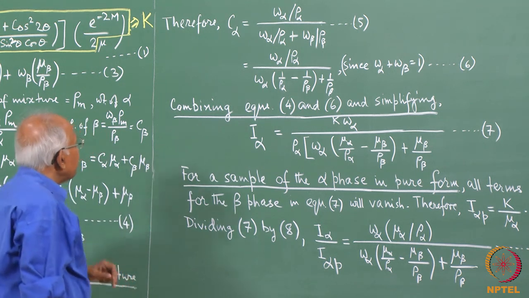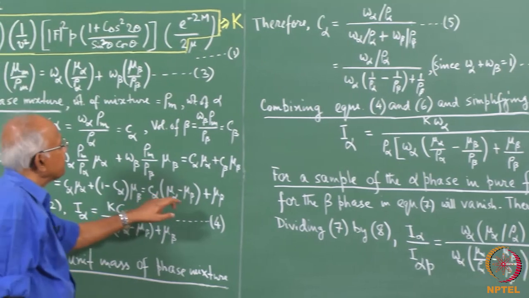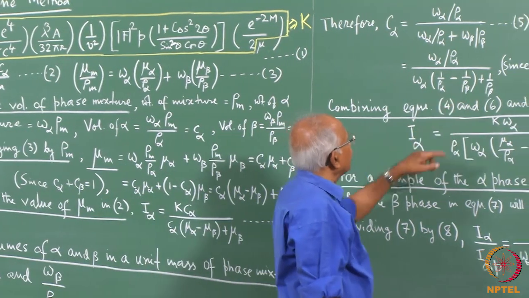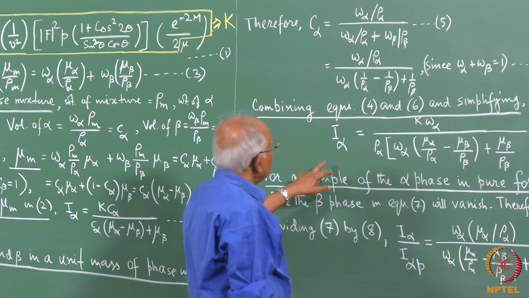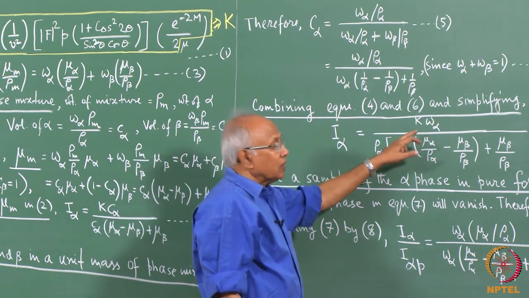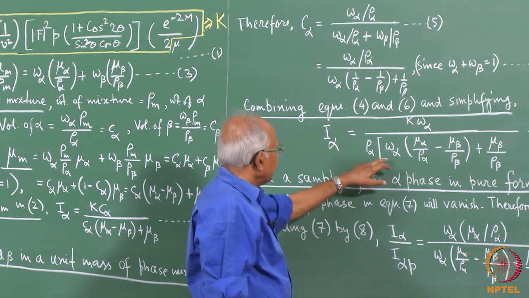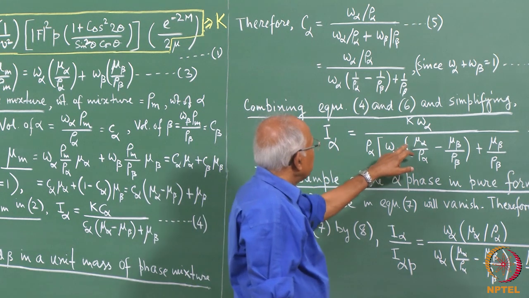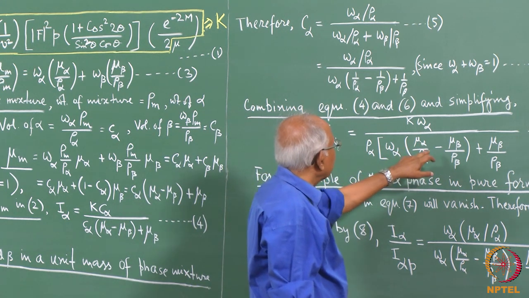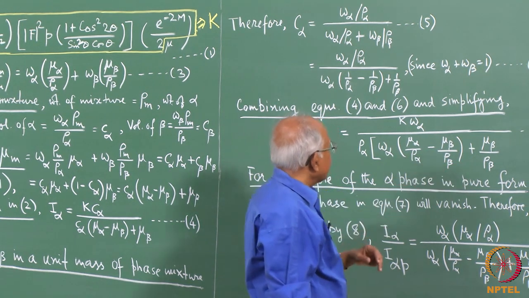Now if we combine equation 4 and equation 6 and simplify, we can write down I alpha equal to K W alpha divided by rho alpha into W alpha into mu alpha by rho alpha minus mu beta by rho beta plus mu beta by rho beta.